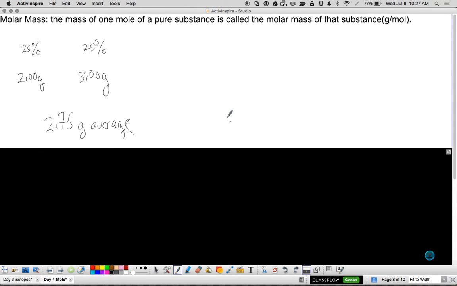It'll be good to several decimal places because I should end up with maybe like 25.0000001% of the marbles having this mass, and 74.999999998% having that mass. Okay, so the greater the number of a sample that I have, the closer I can get to the average using the percent abundance.